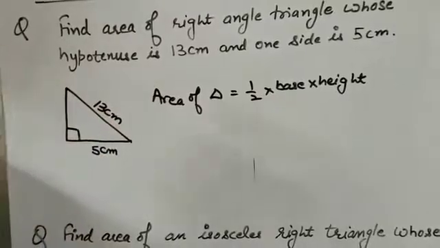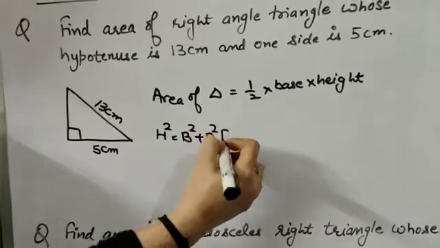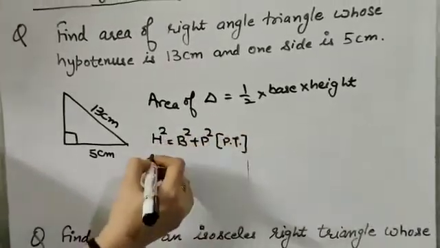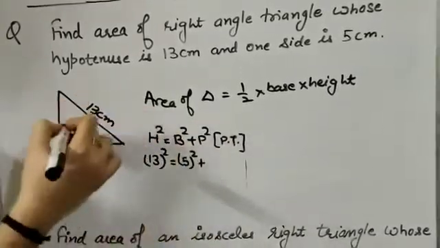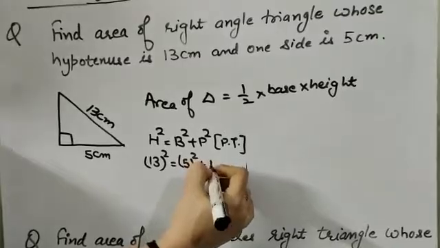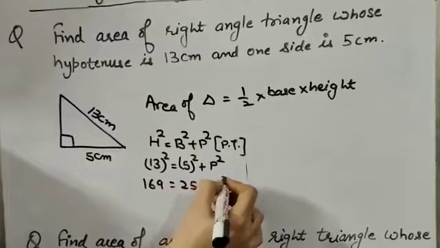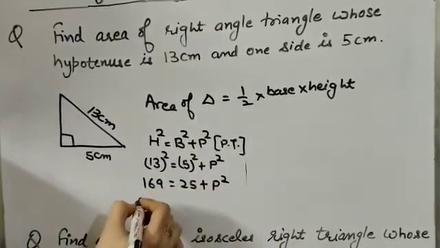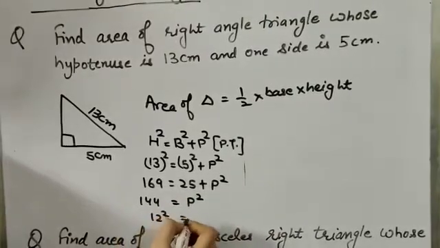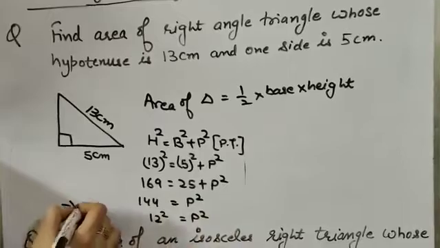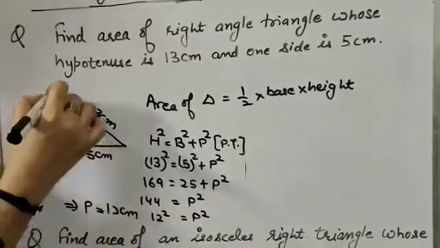As we all know, by the Pythagoras theorem, hypotenuse square is equal to base square plus perpendicular square. Hypotenuse is given to us as 13, base is 5, so we can find the length of this perpendicular, that is the height. 169 equals 25 plus p square. 169 minus 25, that is 144, is equal to p square. 144 is the square of 12. Therefore, the perpendicular is 12 centimeter, that is the height of this triangle.